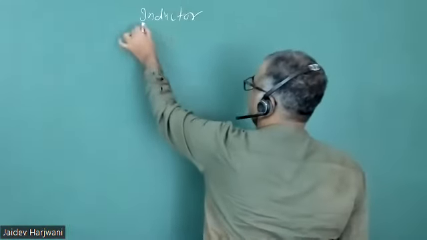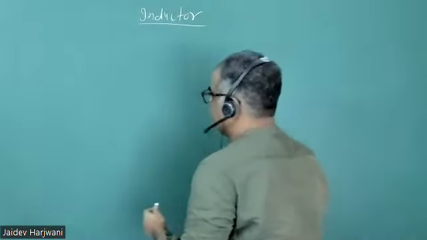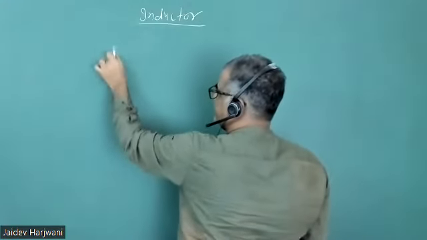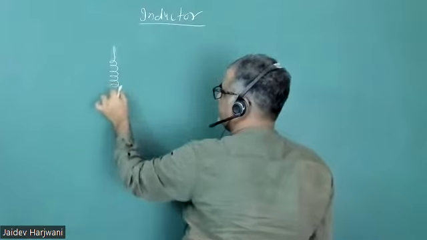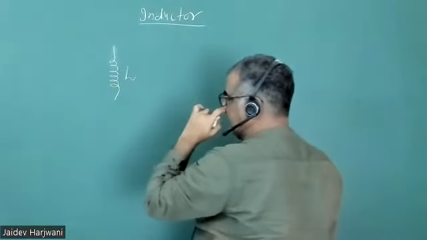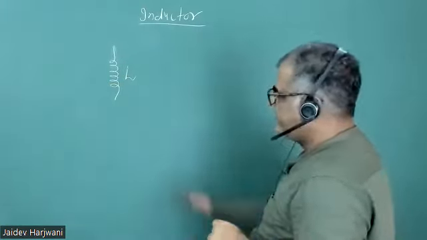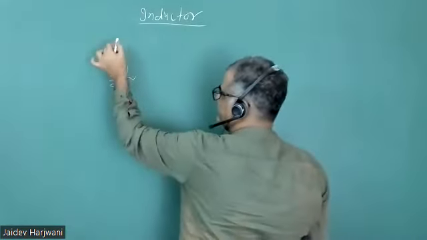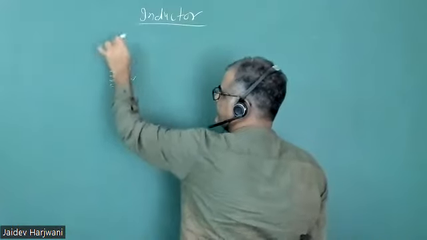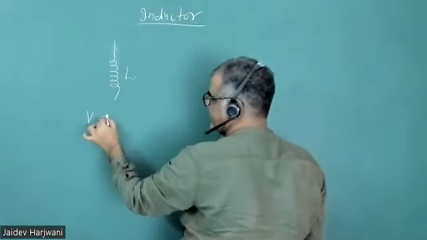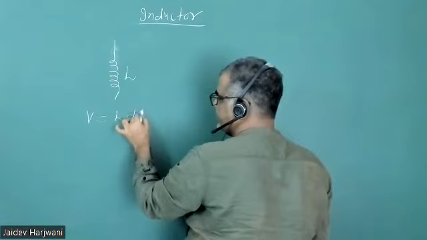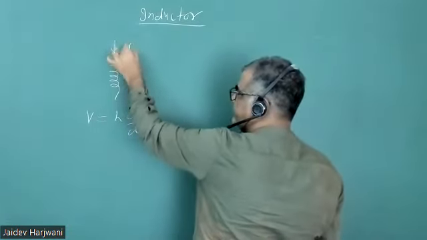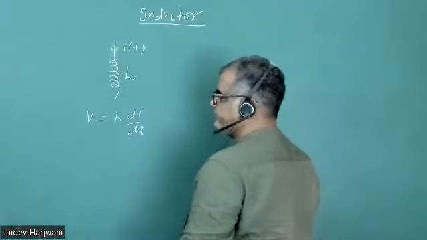Now, how to deal with an inductor in the circuit? Do you know the symbol of an inductor? The symbol of the inductor is this, your L. When an inductor is in the circuit and a time varying current is flowing, the voltage across the inductor is given by L di by dt, if i is a function of t flowing in the circuit.